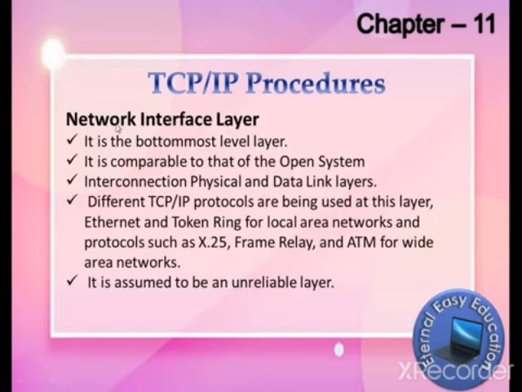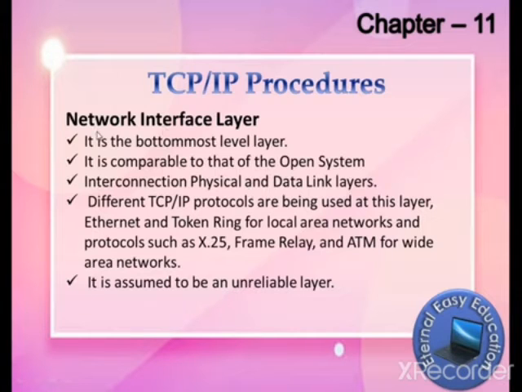Now, each layer is explained in detail. Network interface layer, this is the physical layer. It is the bottommost layer. It is comparable to the Open Systems Interconnection, that is the OSI model. This is another 5-mark question. This will be explained in the next video. Just have an idea. The OSI model has 7 layers, but our TCP/IP has 4 layers.